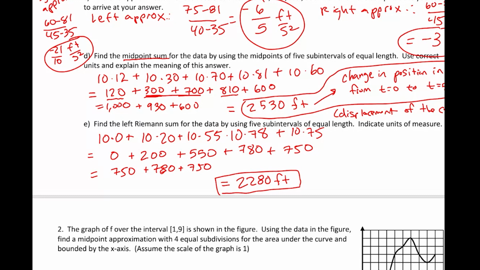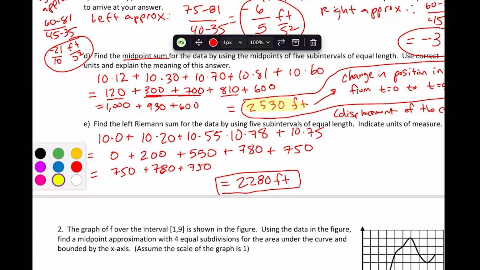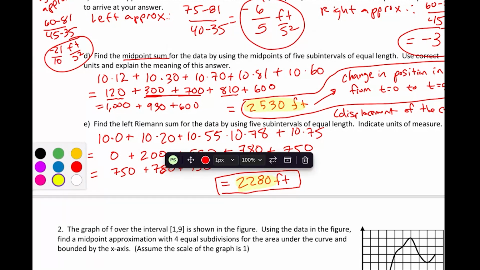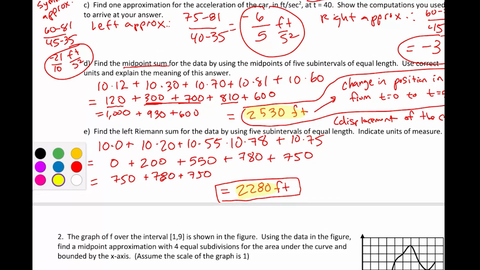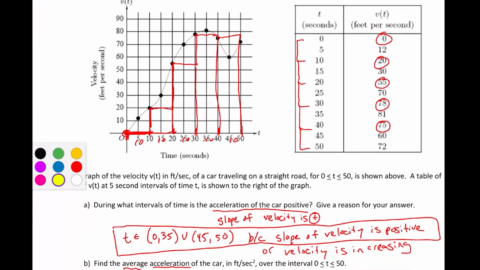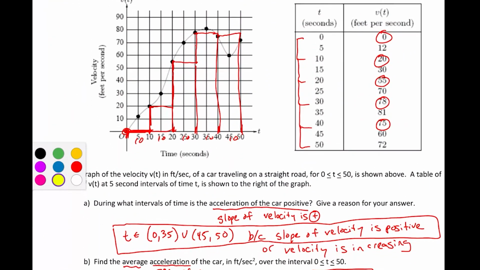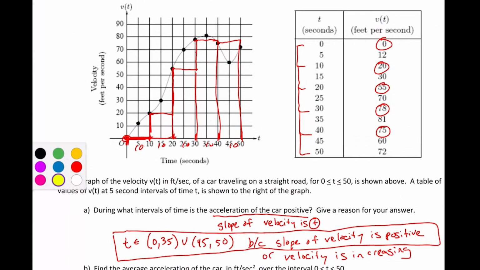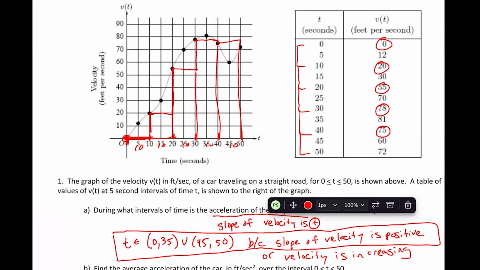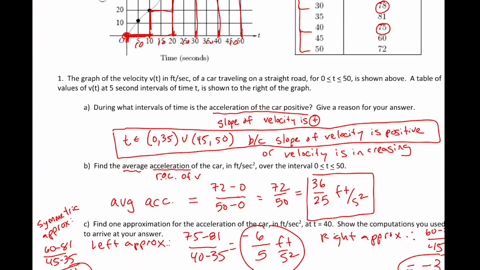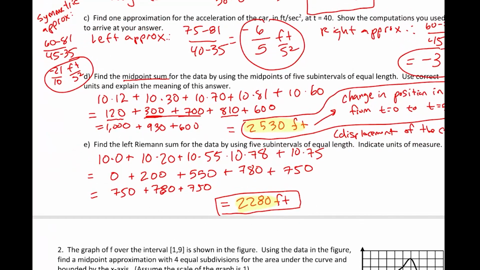So we've got basically this other estimate, right? And these estimates, they're not super close. They're a little close, this 2,530 and 2,280. Again, these are just estimates for the area under the curve, okay? The more rectangles that we put in there, the more intervals that we divide this graph up into, the more accurate these estimations are going to be.